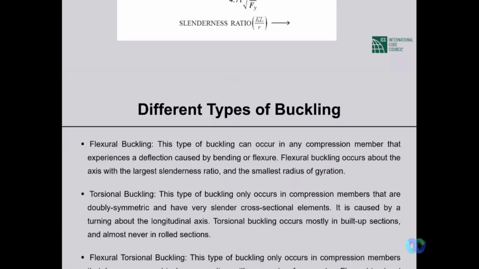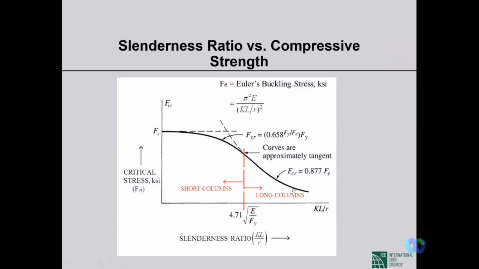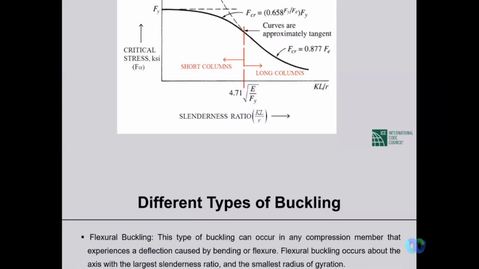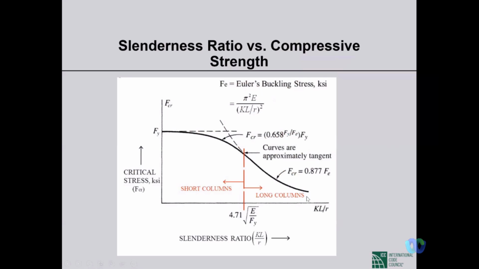So these are the formulas for FCR for long columns and for short columns. But once torsion or flexural torsion buckling is possible, that there is lack of symmetry. So here you see that we are talking about two axes, FCR-Y and FCR-Z. And in the previous case, in these formulas, we are talking about R, radius of gyration. So that radius of gyration is in the weak axis always.